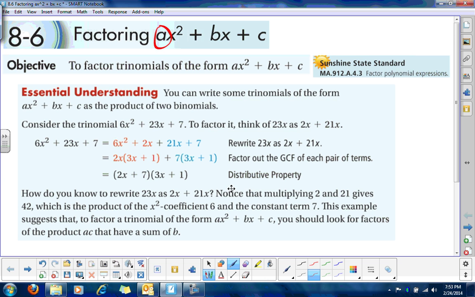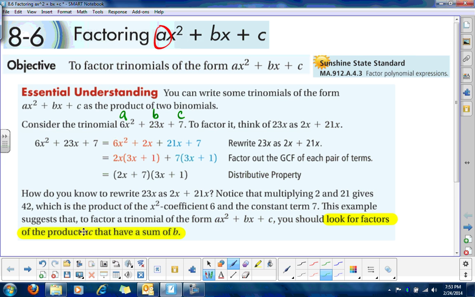Well, when we are trying to write the trinomial in the form of the product of two binomials, what we're going to do here is look for factors of the product AC that have a sum of B. Okay, now if you look at this trinomial again, here we have ax squared plus bx plus c. So we're just going to take those numbers from that trinomial.